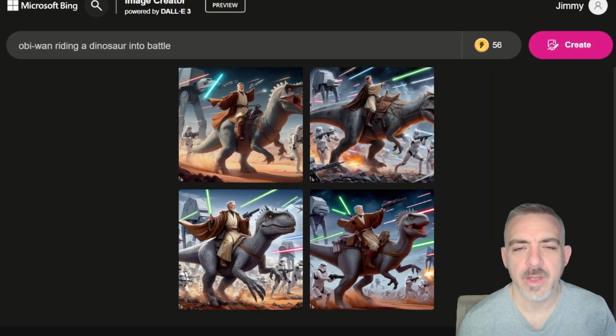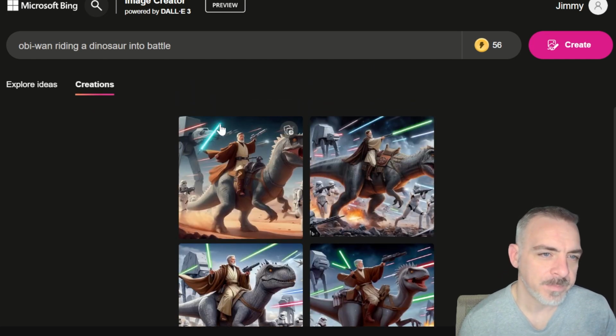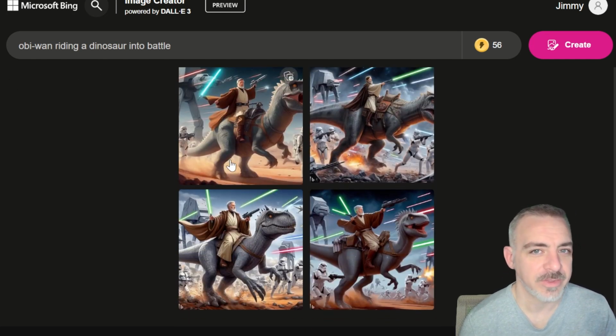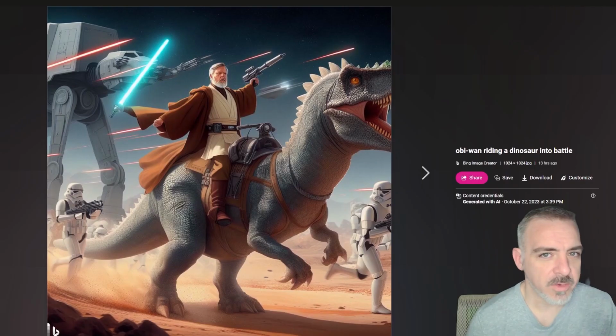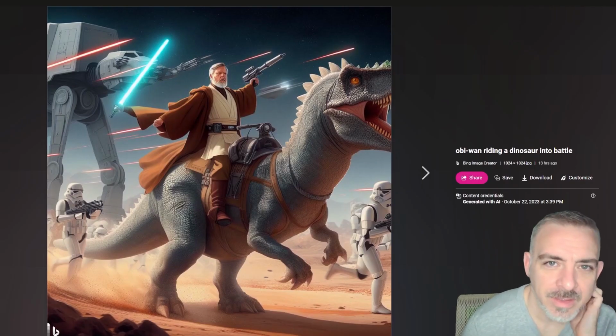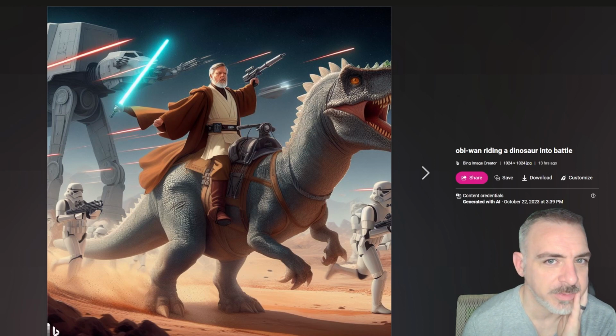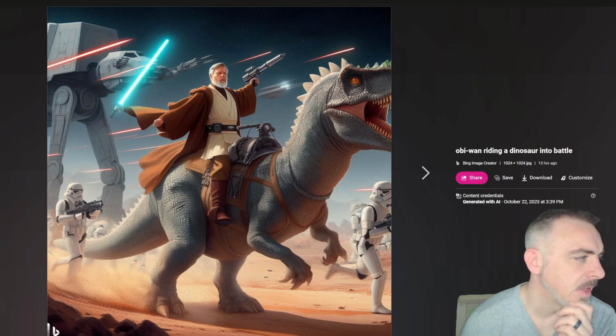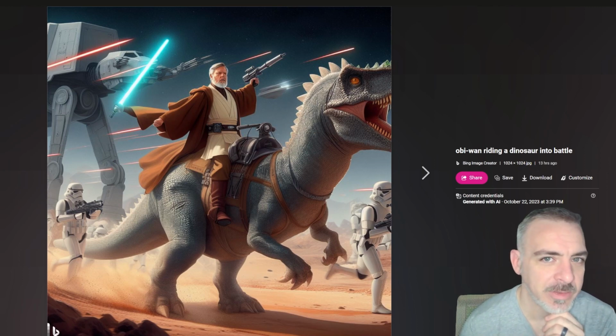All right, so for the next prompt, I did the Obi-Wan riding a dinosaur in the battle. Just for fun, let's see what happens. And it did not disappoint. These are great. Let's take a look at these. All right, so there's some weirdness going on with this picture. It's almost like a mix of Obi-Wan and Luke as far as the face goes. And then he's working with the stormtroopers, which is a bit odd.